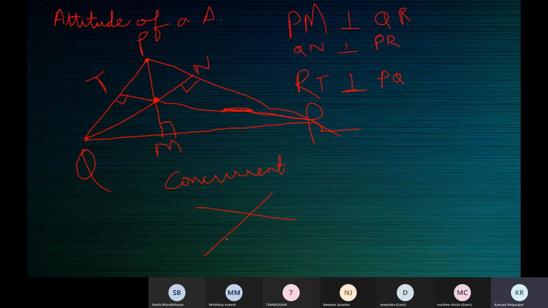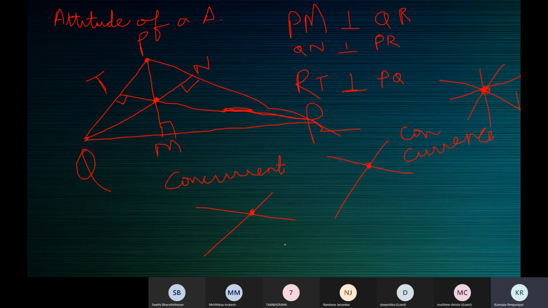Intersect means when two lines meet, it's called the point of intersection. When more than two lines or more than two line segments pass through the same point, it's called the point of concurrence. Concurrence, C-O-N-C-U-R-R-E-N-C-E.